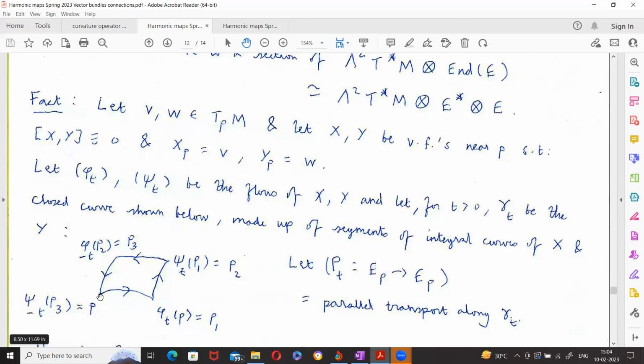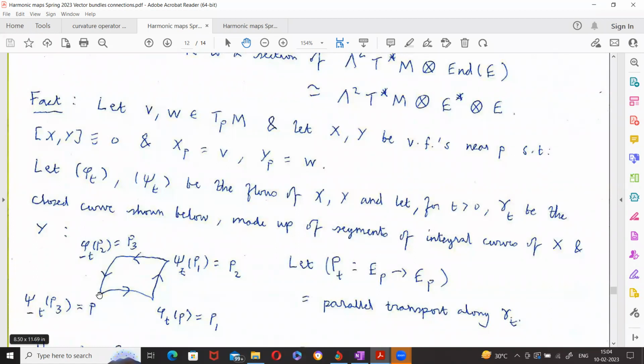Yes? Because the flows commute. This is just the composition of phi T, and then I apply psi T, then I apply phi minus T, which is the inverse of phi T, and then I apply psi minus T, which is the inverse of psi T, right? So because they commute, the psi T, psi minus T, and phi T, phi minus T will cancel, right? So I get the identity map. Okay.